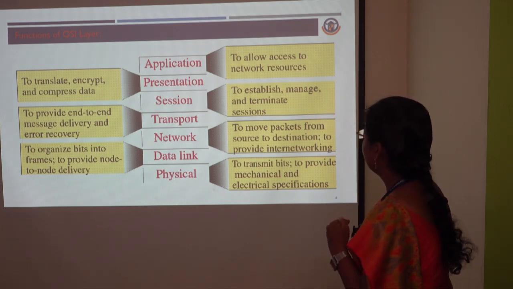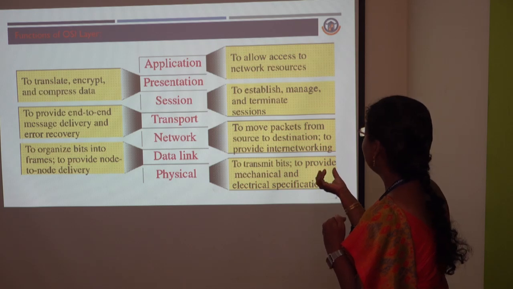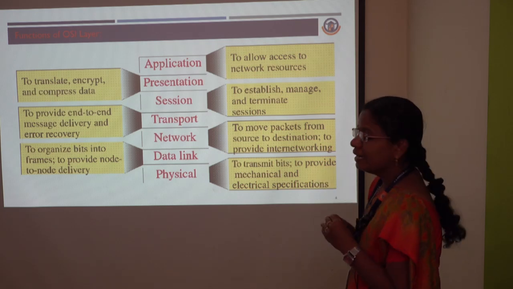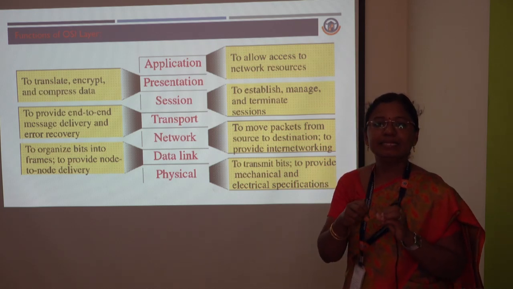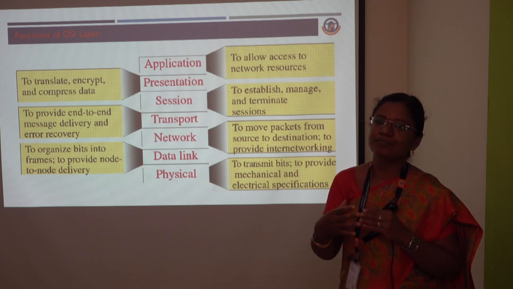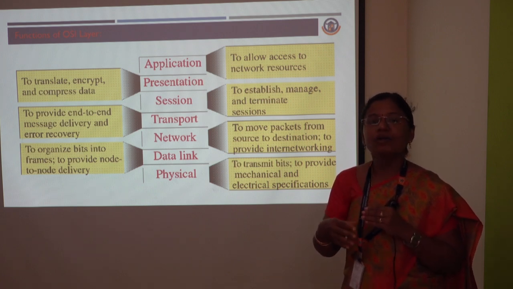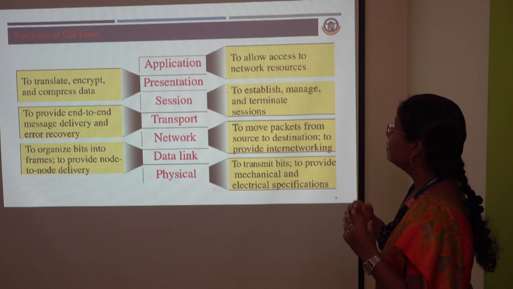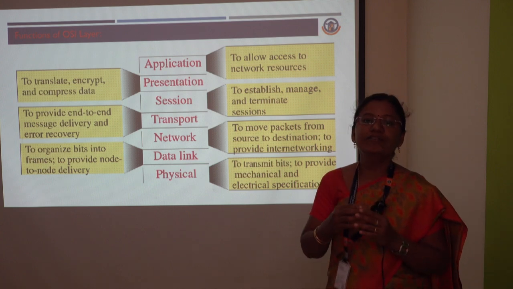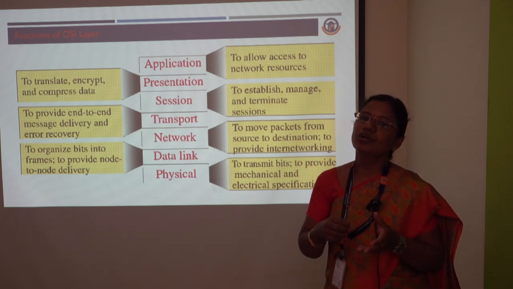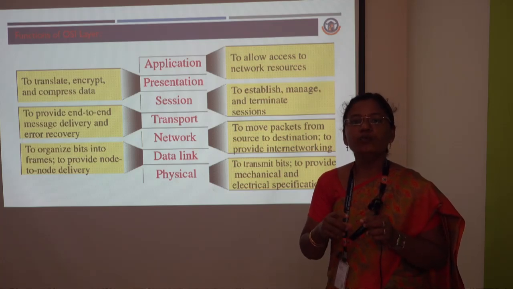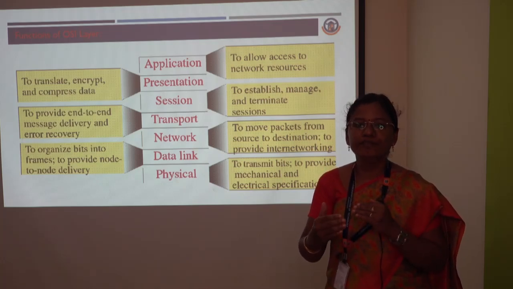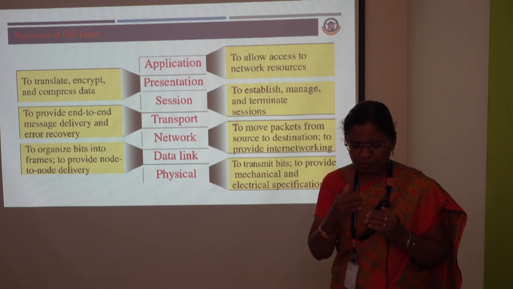Now we are going to discuss the function, the purpose, of each layer. The physical layer is used for transmitting the data in the form of bits, and also for defining the electrical and mechanical specifications. Next, the data link layer is responsible for converting the bits into frames, and also for hop-to-hop delivery, or node-to-node delivery.